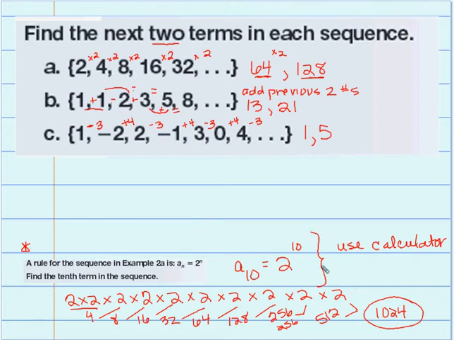And if you need help entering this into a calculator, let me know. There's a key that looks like a caret. So you do 2 and then the caret and then a 10. Or you might have a Y, X key that looks like this or a key that looks like this. But I will help you with that if you ask.